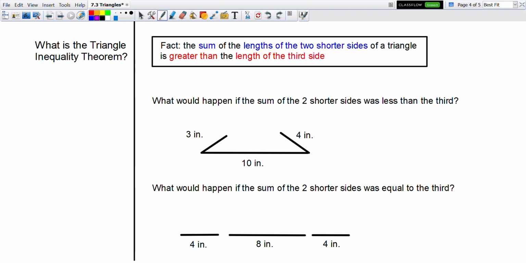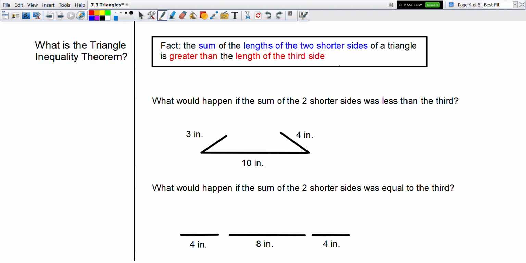Okay, the last thing we're going to learn about triangles. So again, we've learned about how to name triangles based on their side lengths and their angles. We learned that all three angles of a triangle add to be 180 degrees. And this last one is the Triangle Inequality Theorem. Make sure you note what's in this box up here. The sum of the lengths of the two shorter sides of a triangle is greater than the length of the third side.